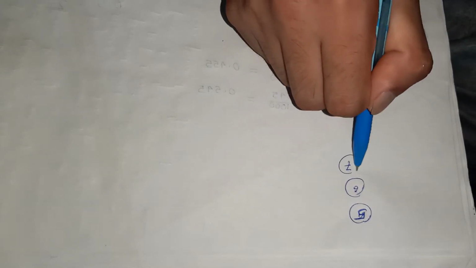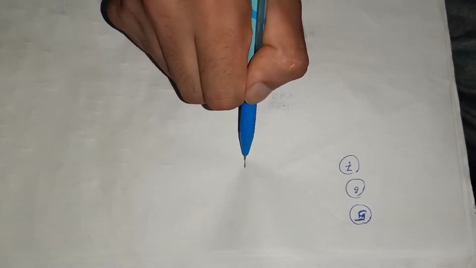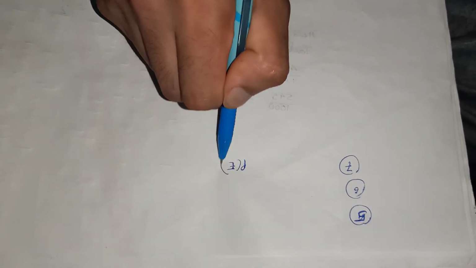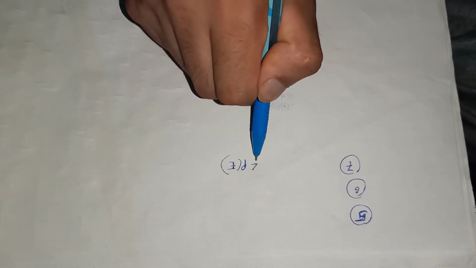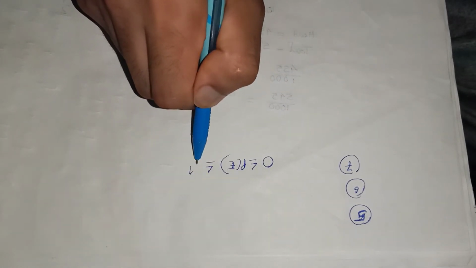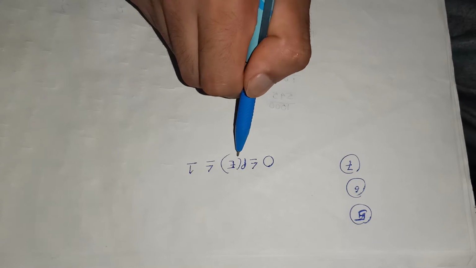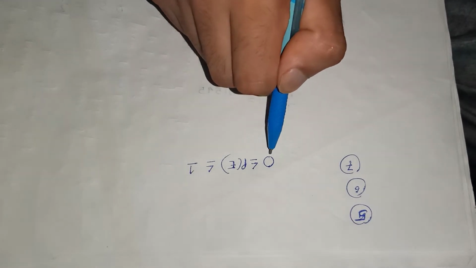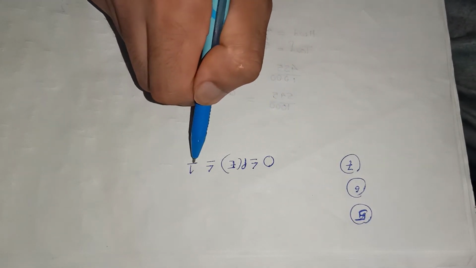And point number 7, from the definition of probability, the numerator is always less than or equal to the denominator. Therefore, the probability of an event is always greater than or equal to 0 and less than or equal to 1. If it is an impossible event, it will be 0. If it is a sure or certain event, it will be equal to 1.